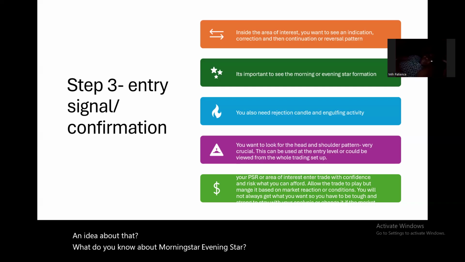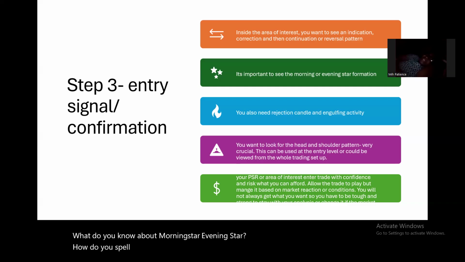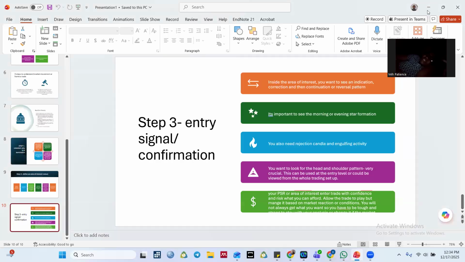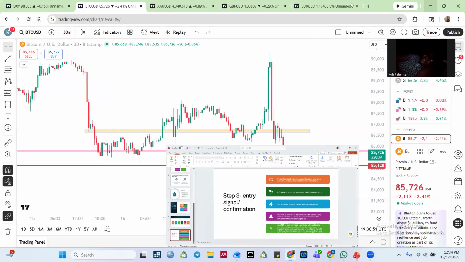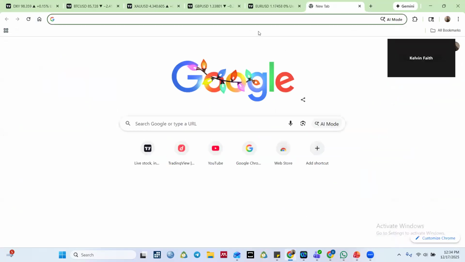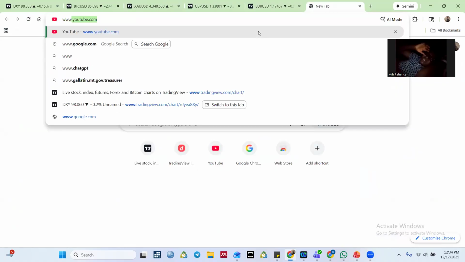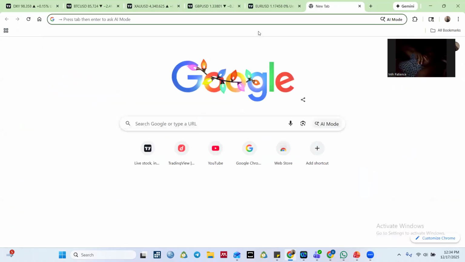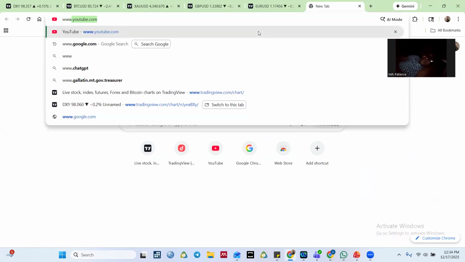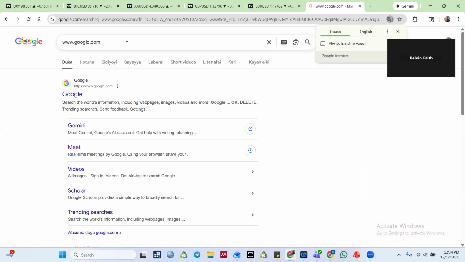Morning star is a bullish pattern. There are three candles. The first one is bearish, the second one is indecision, and the third one is bullish for morning star. It's a bullish candle that covers, I think, half of the bearish candle, something like that. That's all right. Let's look at it.